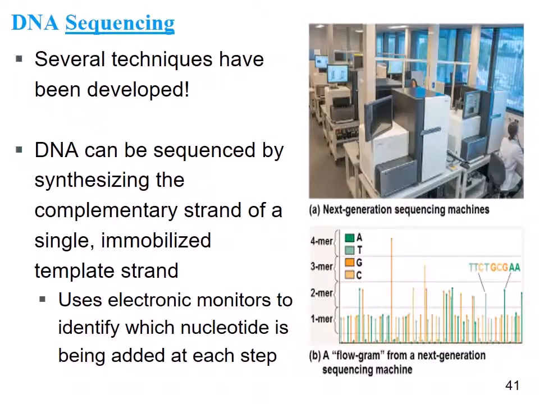So DNA sequencing is another technique we'll talk about, and really there are several different techniques that have been developed for DNA sequencing, and it has come a long way, especially recently. Like, you can take a cheek swab of your dog and get its genetic information. It's nuts. But anyhow, one way we can sequence DNA is by synthesizing the complementary strand of a single immobilized template strand. This technique requires electronic monitors, and they can identify which nucleotide is being added at each step. And if we look at the graph right next to that, you can see that some of the bars are higher, and that's just showing you that a particular nucleotide has been added an additional time.